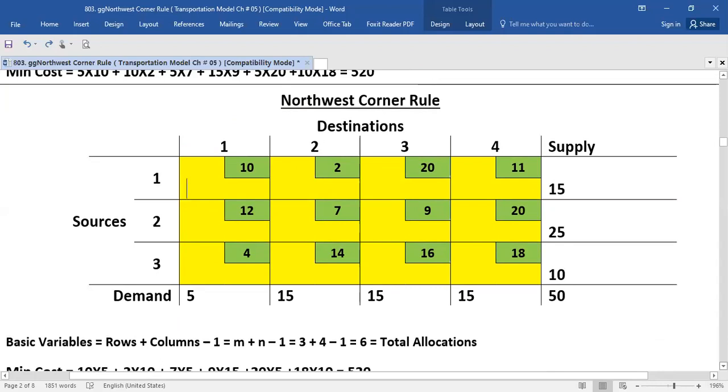Now, after calculating the basic variable, you have noticed that there are 6 allocations. You will make 6 allocations in these cells. There are 12 cells, as we have 3 sources and 4 columns. You will make your first allocation in the top left corner. This is the first cell, the top left corner, which is also called the northwest corner. You will start allocating your first value from here.